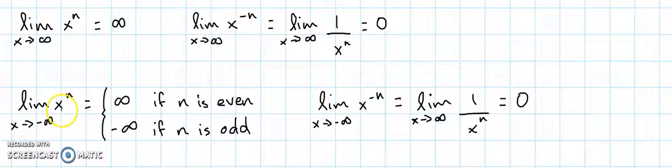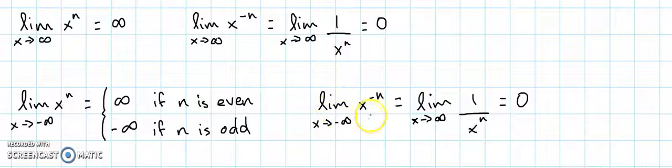The limit of x to the power of any number as x approaches negative infinity is infinity if n or any number is even, and is negative infinity if n or any number is odd.